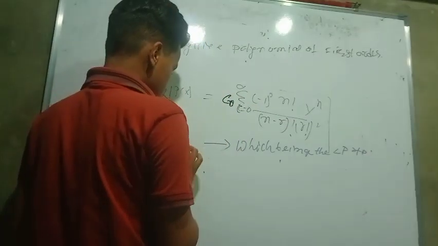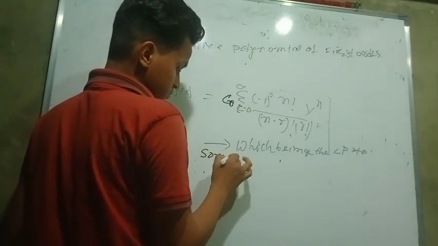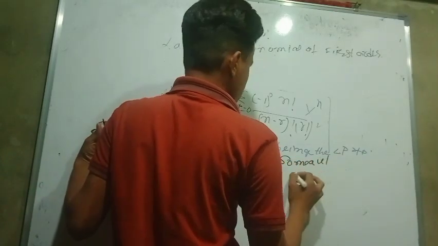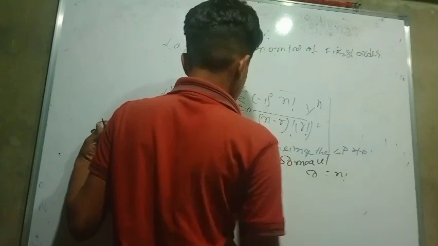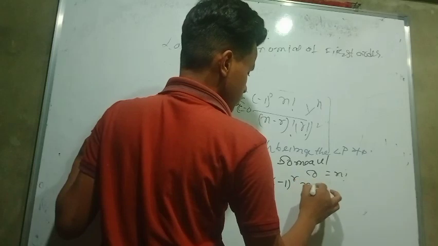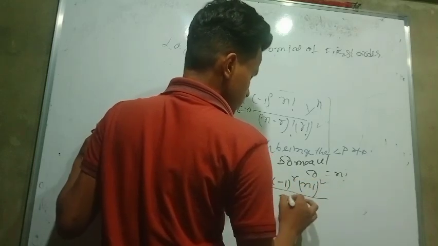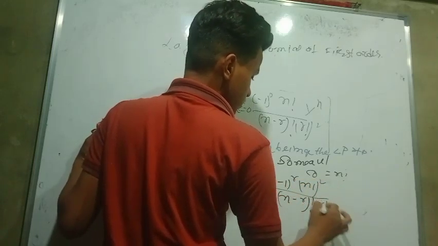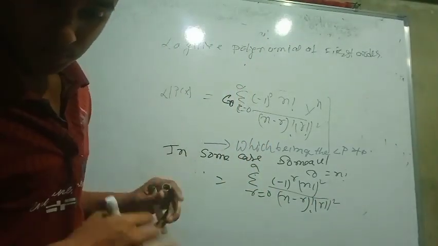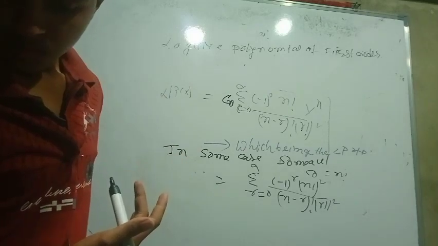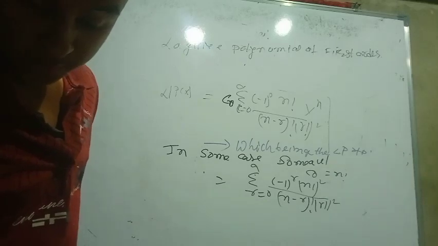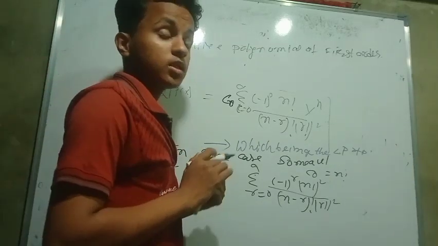In some cases, some authors put C naught equal to n factorial. So this will be reduced as summation r tends to 0 to infinity, minus 1 to the power r, n factorial whole square, upon n minus r factorial whole square, which gives our result. So we have seen this is our solution of another Laguerre polynomial.